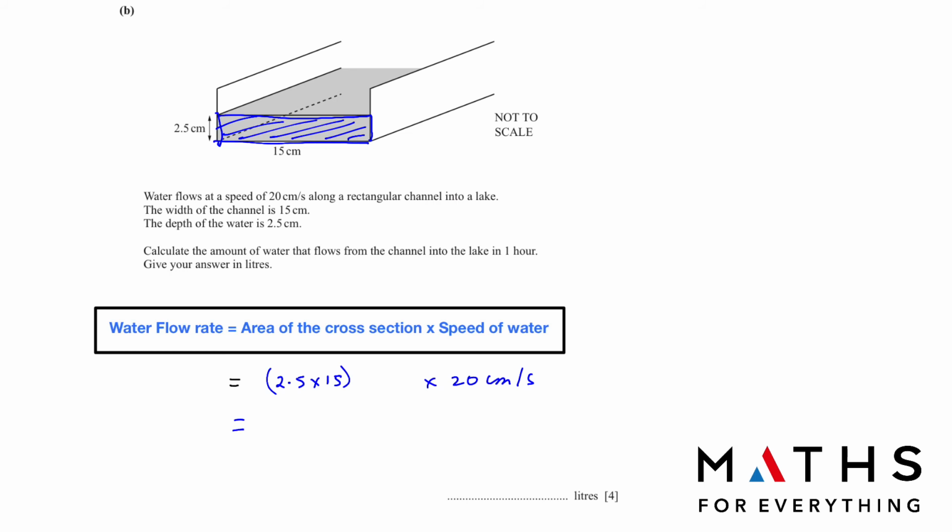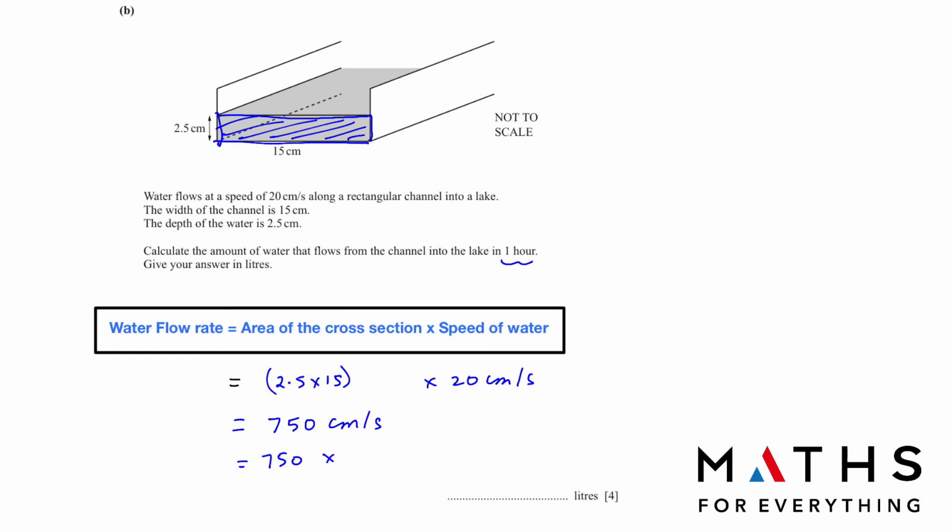Multiply this whole thing and we will get 750 centimeter per second. That is the water flow rate. But that is for per second. We want per hour. In 1 hour, how many seconds are there?